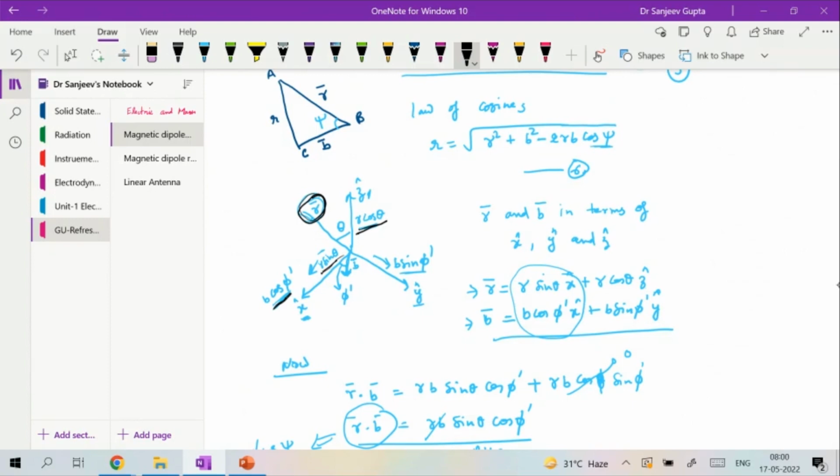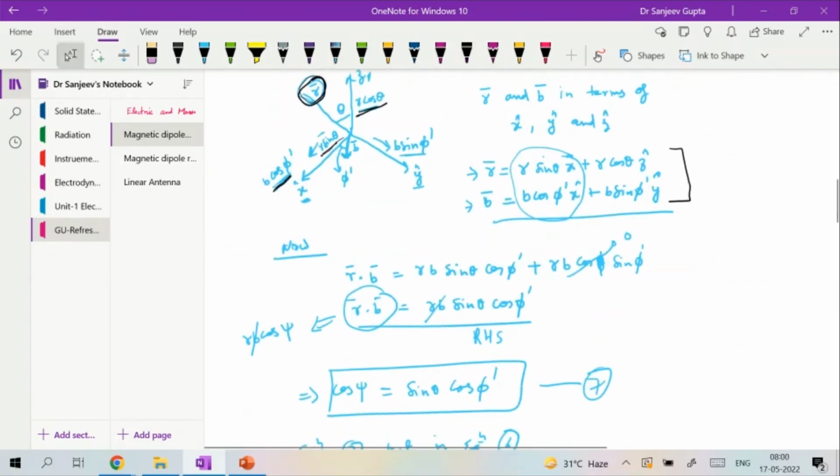Even though b component, we can write b cos phi dash in the x direction plus b sin phi dash in the y direction. So therefore, we have two equations. Now, what we do, we can take the dot product. So what I have done, I have taken the dot product r dot b. So therefore, rb sin theta cos phi plus rb cos theta sin phi.